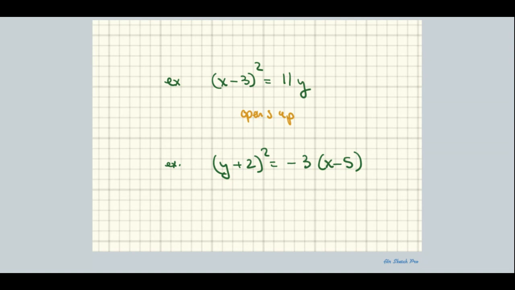This one opens left, the negative x direction. And that's what you abstract out of it. Negative x. Ignore everything else. This value is called 4a. This value, we will see, is 4a. So 4a is 3, a must be 3/4. And that's the distance both from the vertex to the focus and the distance from the vertex to the directrix. And now I'm going to show you what that looks like.